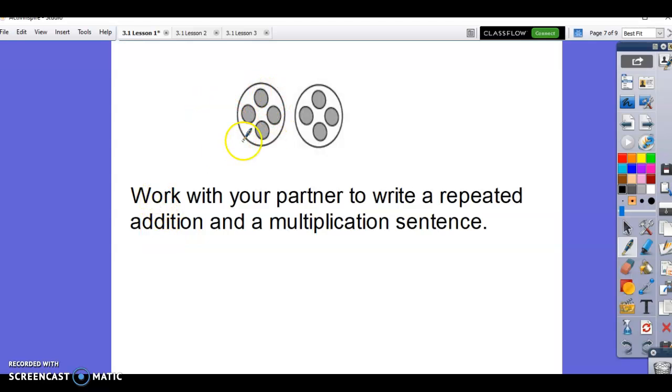Notice how it's in a circle right here. This would be one group. And here is a circle, which is the second group. Welcome back. If you are not sure, it's okay. Ms. Huter's going to walk you through it.